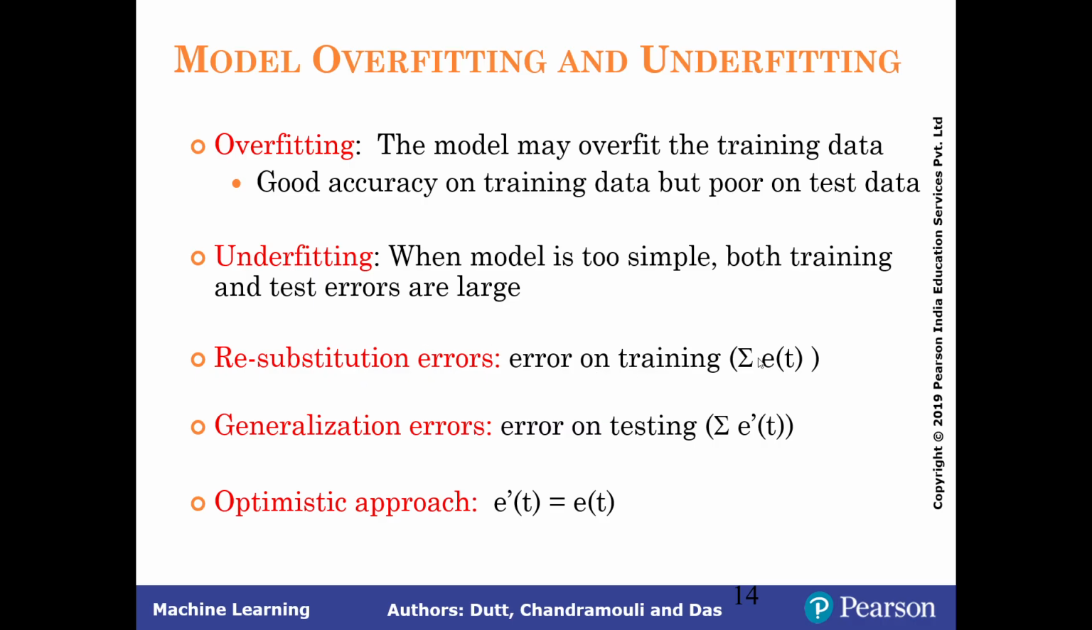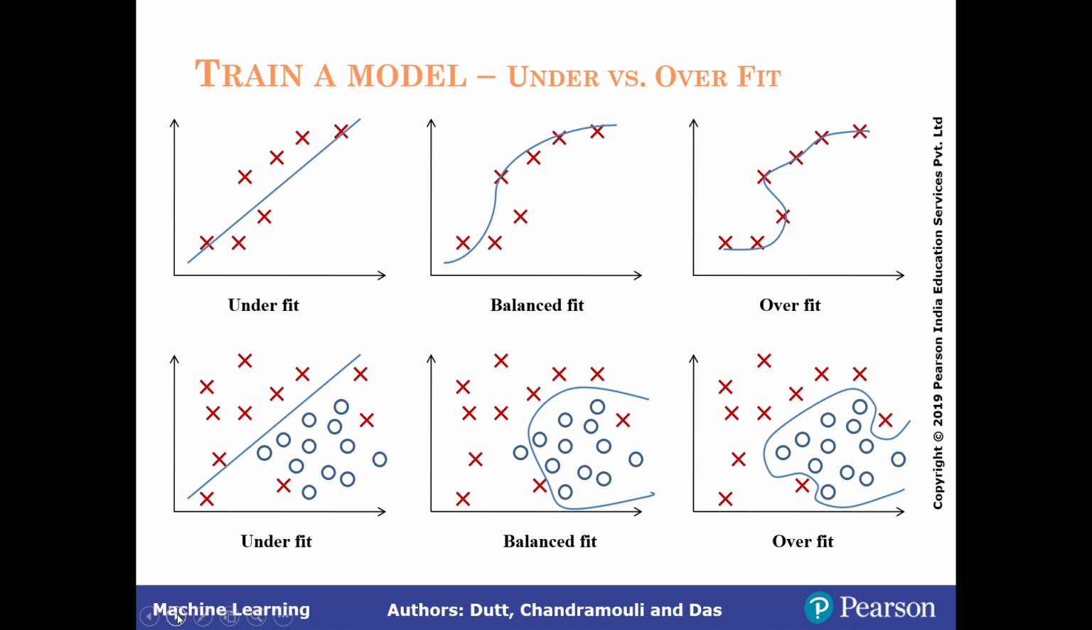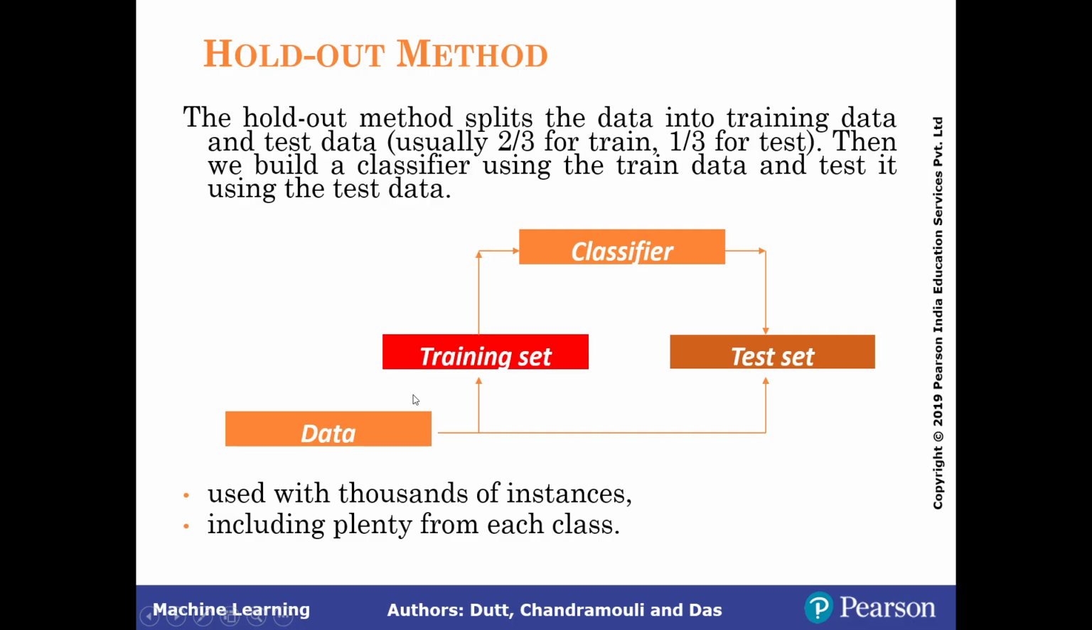Resubstitution errors occur due to training errors in training data, and generalization errors occur due to errors in testing data. And the optimistic approach is nothing but both values being equal. These are the diagrams if you observe. Yes, this is the actual thing happening.